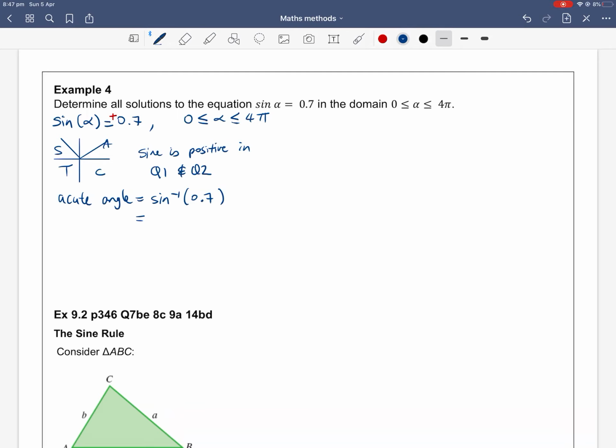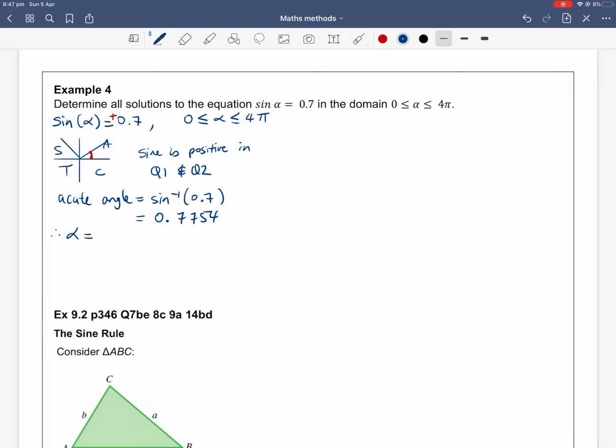So using a calculator, sine inverse of 0.7 is approximately 0.7754 radians. Make sure your calculator is on radians, not on degrees, because your domain here, 4 pi, is radians. There's no degree symbol, so we're assuming it's radians. So because my tiny angle is 0.7754 radians, then we need to consider the two revolutions of 4 pi.